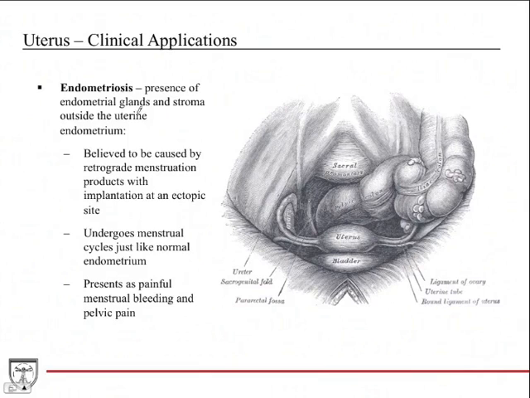It's the presence of endometrial glands and stroma outside the uterine endometrium. So this is the key of the diagnosis. It's basically uterine mucosa or uterine tissue that's actively menstruating outside of the uterus. And now this tissue can be really anywhere within the pelvis or even in the abdomen.